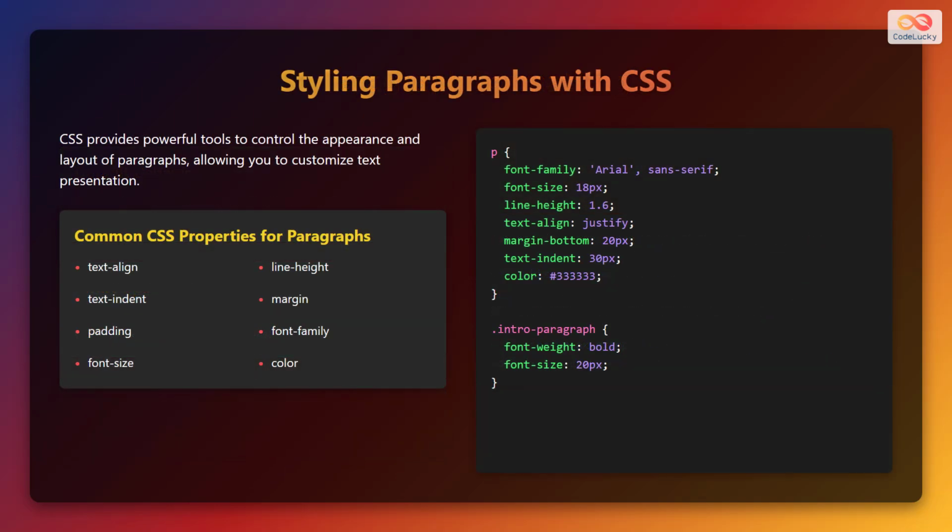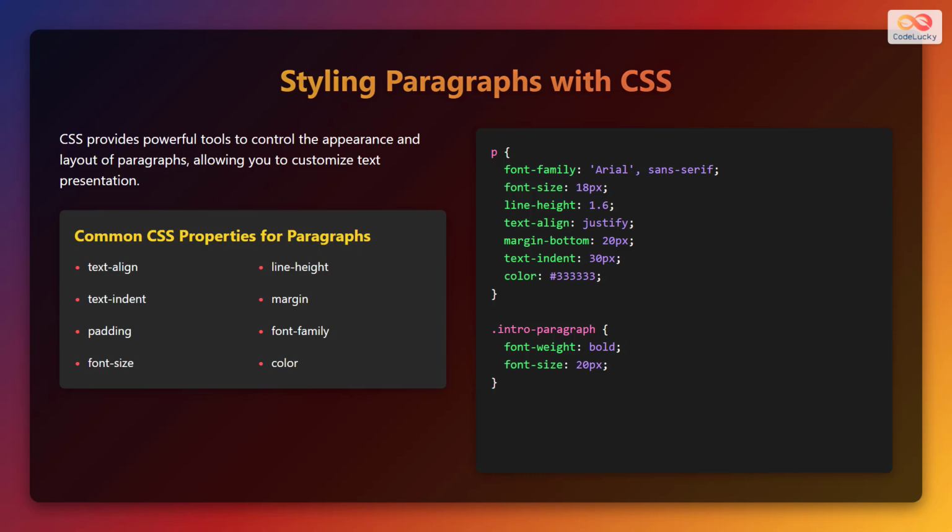Let's explore styling paragraphs with cascading style sheets, or CSS. CSS provides powerful tools to control the appearance and layout of paragraphs, allowing you to customize text presentation. Some common CSS properties for paragraphs are text-align, line-height, text-indent, margin, padding, font-family, font-size, and color. Now let's look at the code.